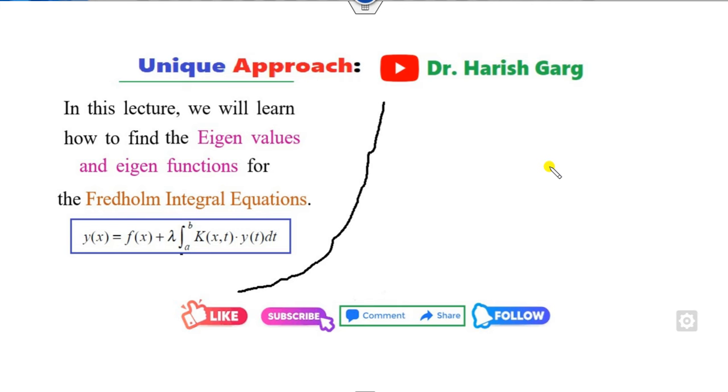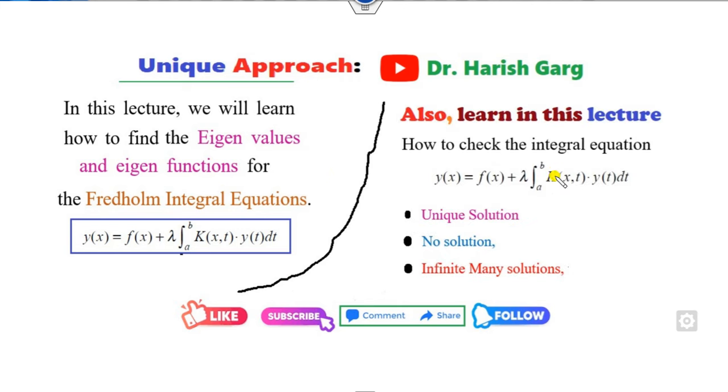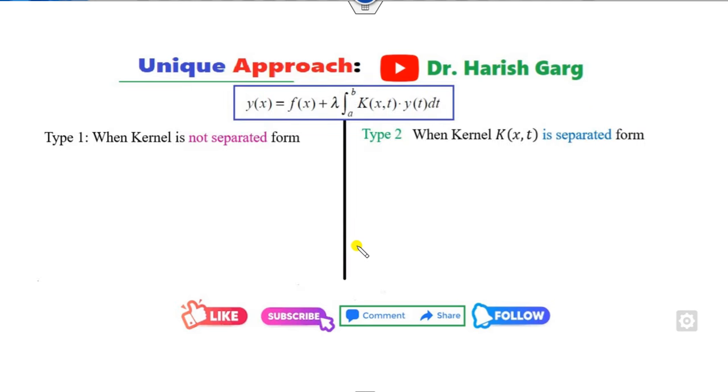So what is the objective of this? We will see how you can find the eigenvalues and the eigenfunctions of the Fredholm integral equations. I will explain all these questions with the help of CSIR NET, GATE, and NBHM questions with fully shortcut tricks. This is the first objective of this lecture. The second objective is, we will see how you can solve this integral equation and find whether it has a unique, no, or infinitely many solutions. Before I start directly with the questions, let me quickly recall the concepts and the various shortcut tricks.